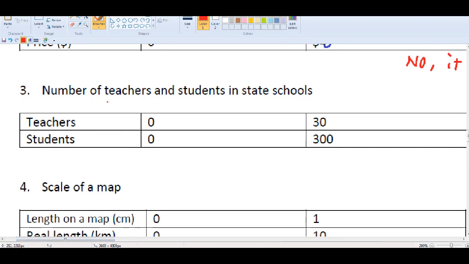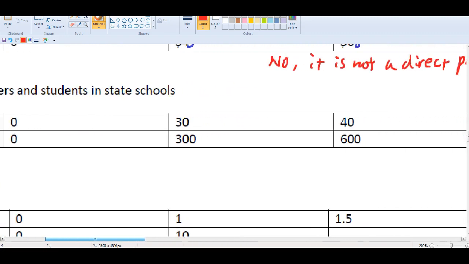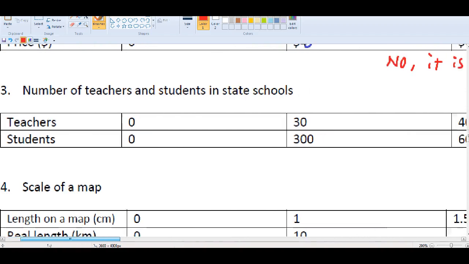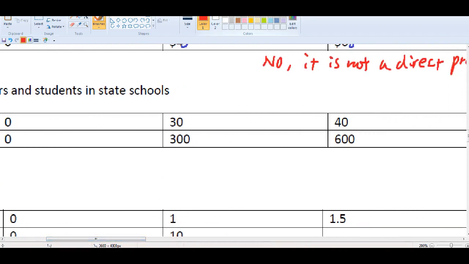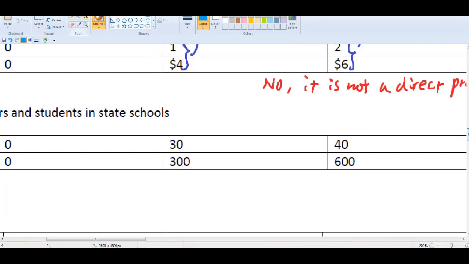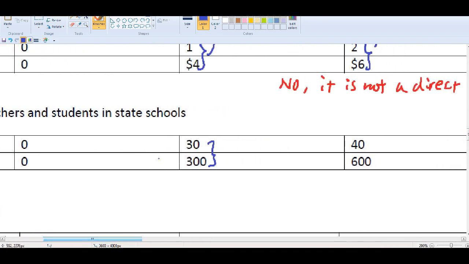Okay, so we know that's the number of teachers and students in a state school. They are so-called ratio. They both are numbers. Okay, so let's see how we could compare ratios to see if they are direct proportion. Okay, for the first pair, so you see 30 teachers, 300 students. Okay, so what's the ratio of that? If you use number of students divided by number of teachers, then you will have 10.